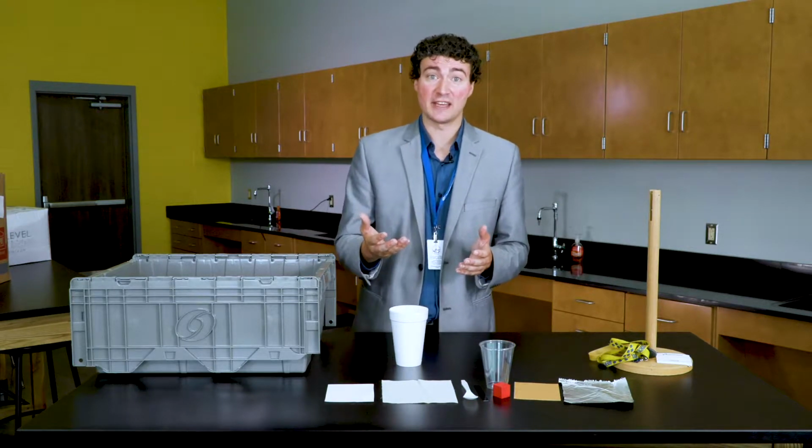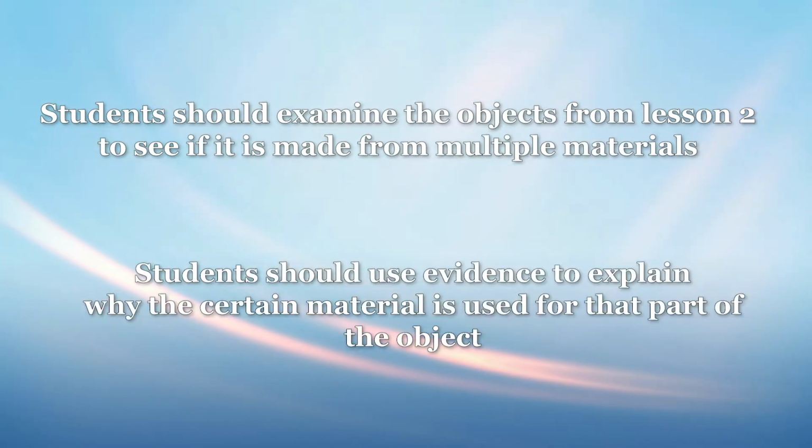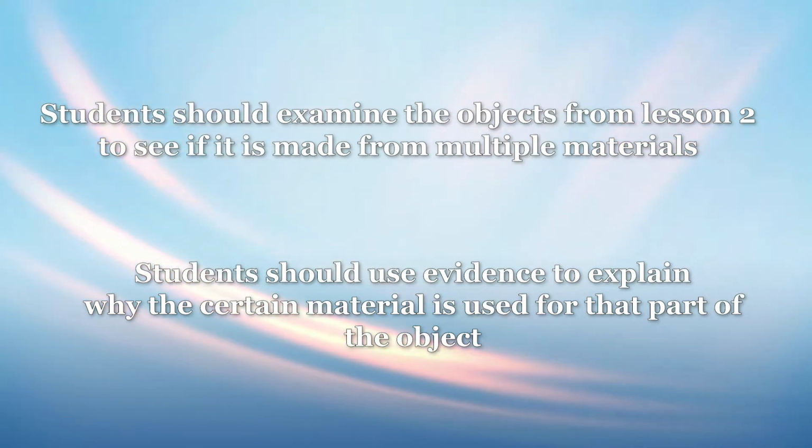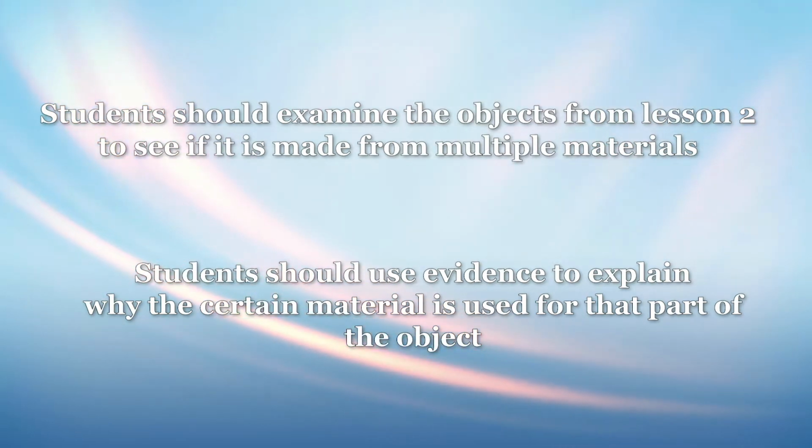which objects they identified. In this lesson, students should closely examine each object from Lesson 2 to see if that object is made from only one material or multiple materials. Students use evidence to explain or predict why a particular material is chosen for that specific part of the object.